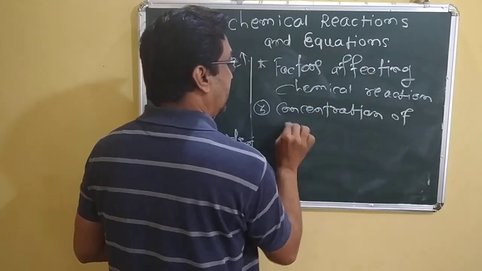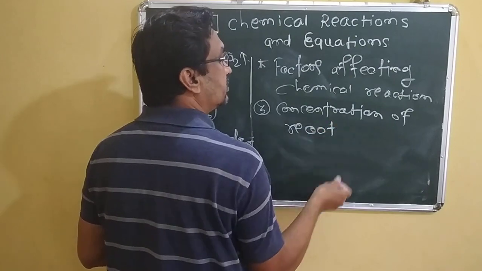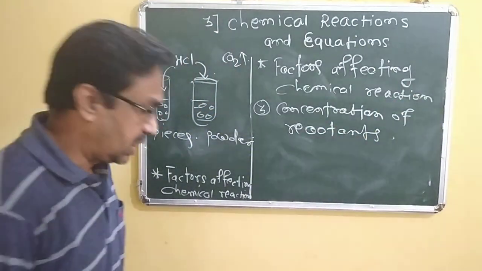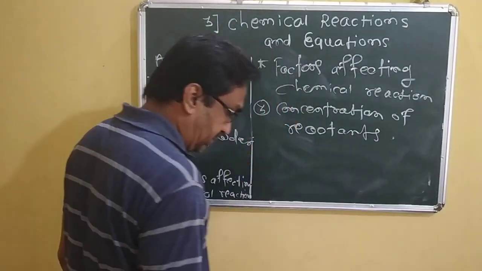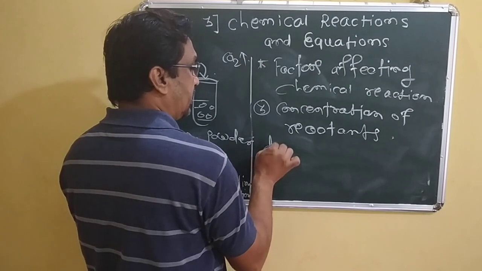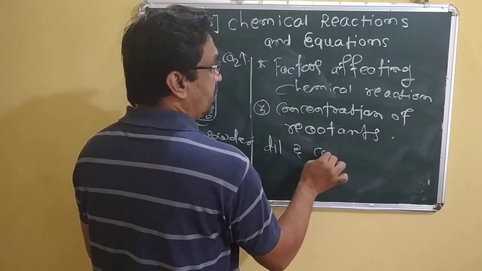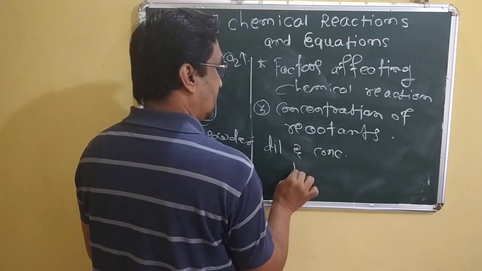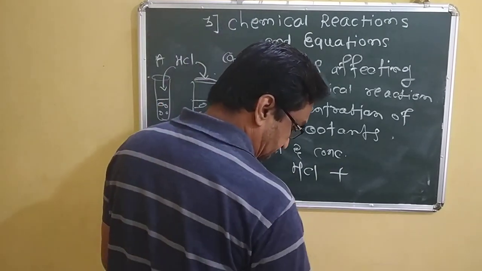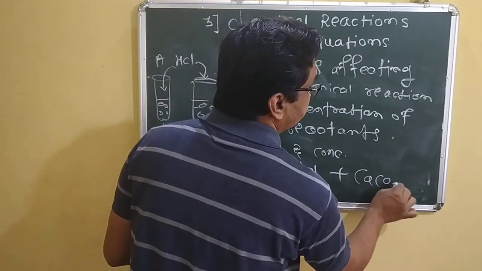Concentration of reactants. For that we are taking dilute and concentrated HCl reacting with calcium carbonate, CaCO3.